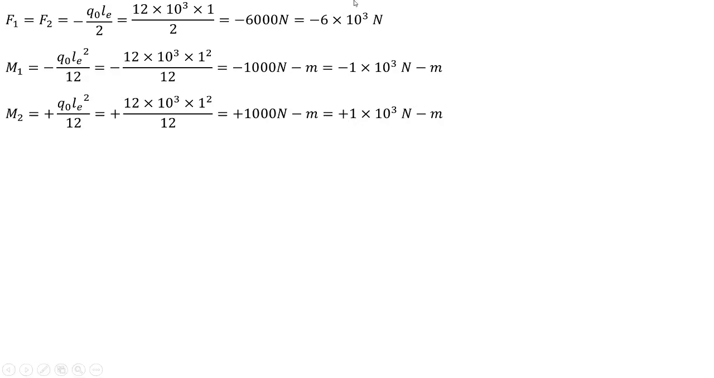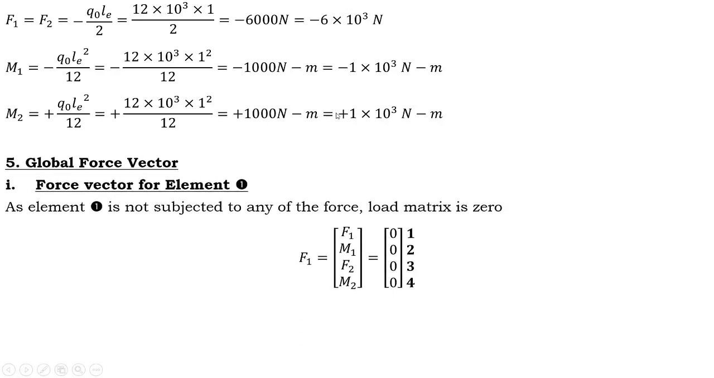So these are the equivalent nodal forces I have converted. Now once this is done, I need to get the global force vector. So for the force vector of the first element, F1 M1 F2 M2, these are the four forces. F1 M1 are the force and moment applied at node number 1. F2 M2 are the force and moment applied at node number 2.